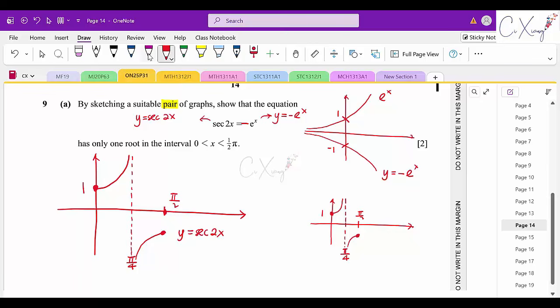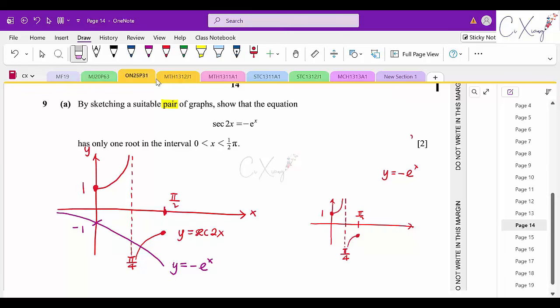And after that, I want to bring in my negative e power x. Negative e power x will look something like this. Okay, so it should be a curve, and then this is a value negative 1. So this purple color one will be y equals to negative e power x. Alright, so we have to try to label our graph clearly. And after that, let us make the conclusion.